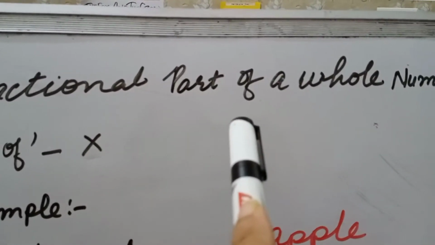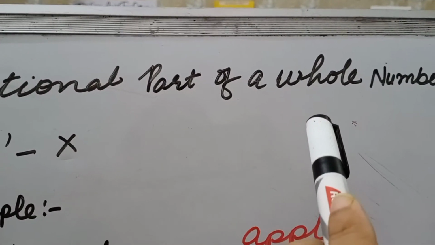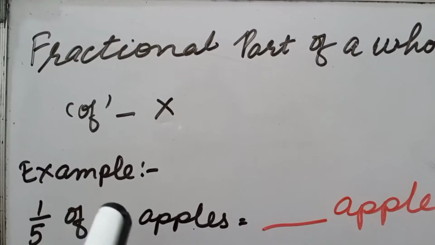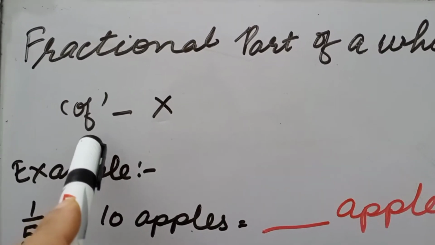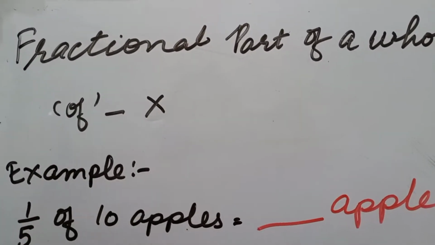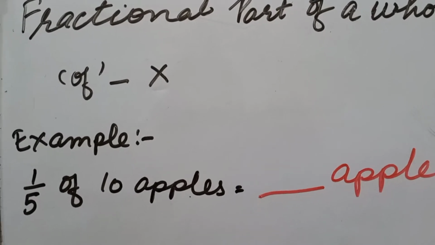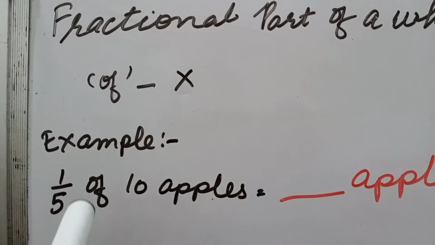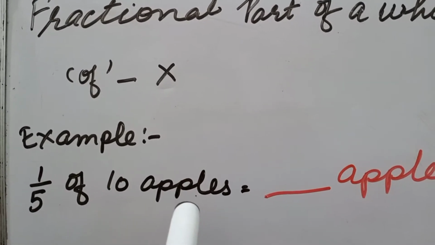It is a multiplication and division process of a whole number to find the part. So here we use the word "of". Of means multiplication. So let's try to understand this concept with the help of example. 1 by 5 of 10 apples.